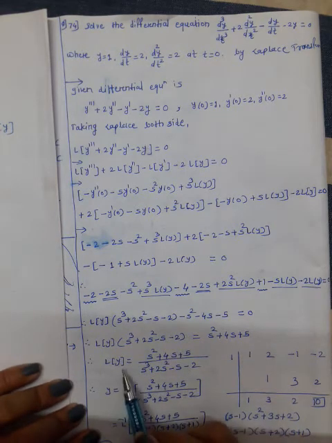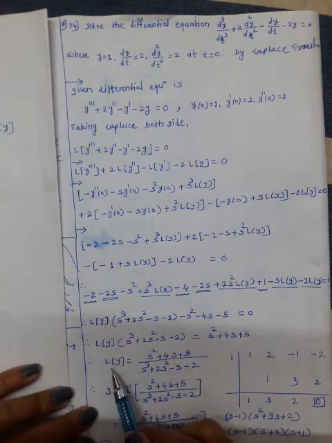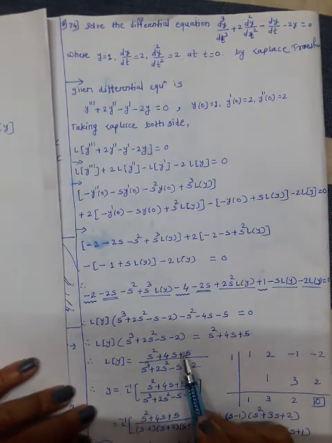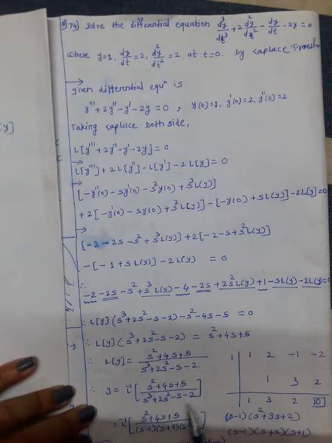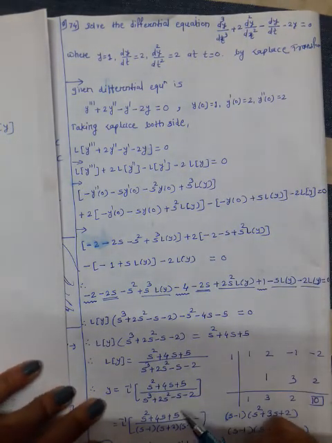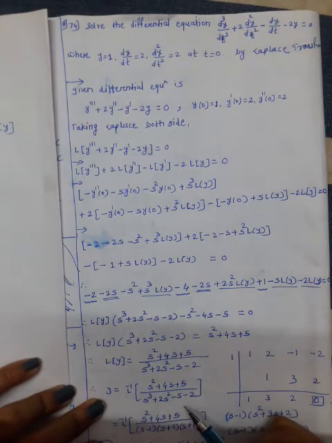Now we have to find y, that's why we have to cancel this L, that's why take all L on that side. We get y is equal to L inverse of this total term. These are the main steps of solution of a differential equation using Laplace transform.